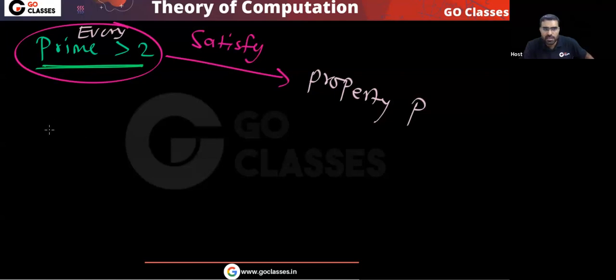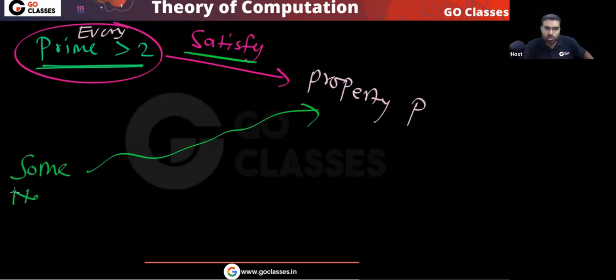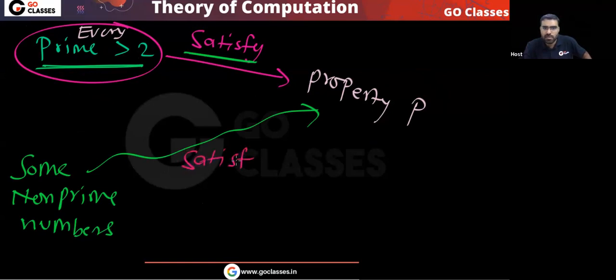Or I can say that if you don't take a prime number greater than 2, then this property may or may not be satisfied. So what I want to say is that every prime number greater than 2 will satisfy property P, but some non-prime numbers can also satisfy it. So understand the difference between every and some.